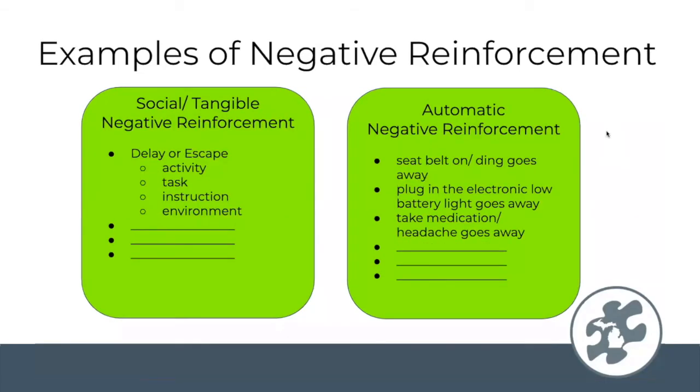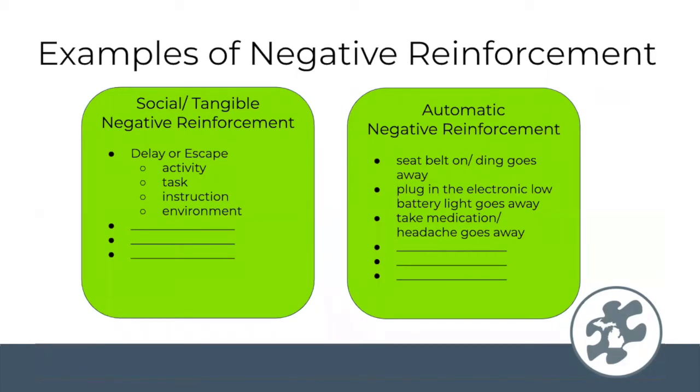Now we go to examples of negative reinforcement. Again, social tangible negative reinforcement would be a delay or escape. And now these are two separate things. Delaying would be you need to come back to it eventually. Is that delay 5 seconds, 5 minutes, 5 hours? Escape would be you don't have to do it at all. It's completely done, completely gone. Delay or escape of activity, a task, an instruction, an environment, a location.